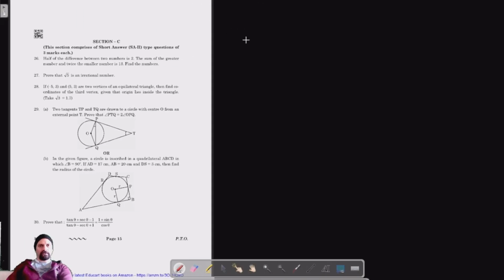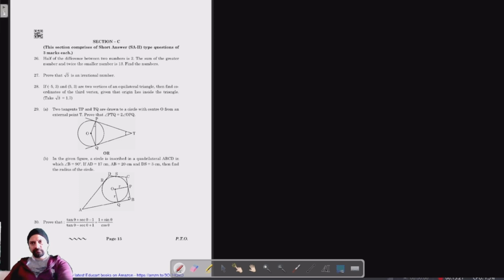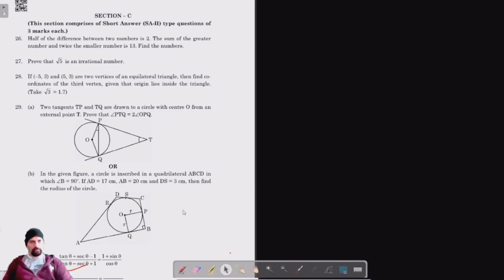Okay, for the next page is section C. So we are on section C, and this section comprises of short answer type questions of 3 marks each. Let's move on to the first one, 26. And it's given that the half of the difference between two numbers is 2.